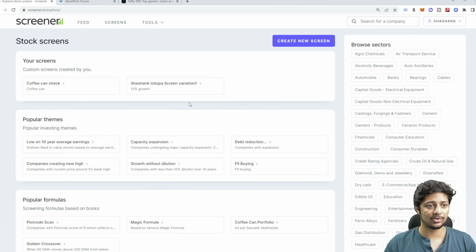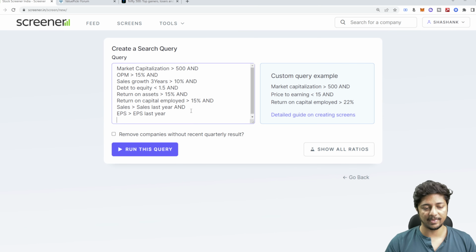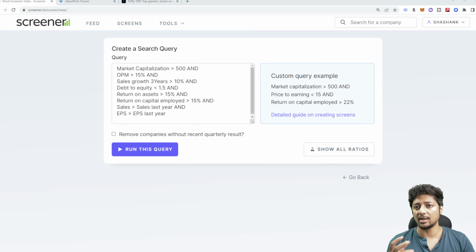So what we're going to do is go to screens first and create a new screen. Here I'm going to copy paste something, and you just keep an eye on it. I'll explain what this is exactly. Look at what I'm copy pasting. The first thing is that the market cap of all the companies I want to search is greater than 500 crores. That means I don't want companies below 500 crores, I want companies above it. You can change this from 500 to 1000, 10,000, 20,000, depending on the filter you want.